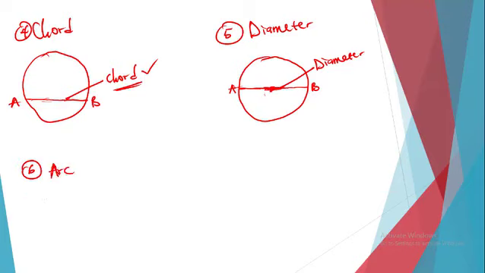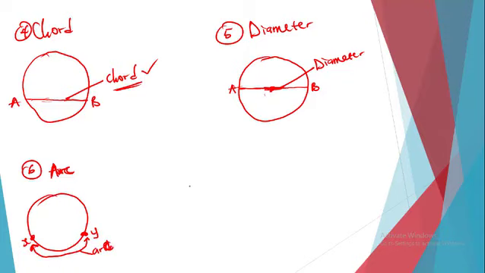Arc. We have arc, and arc is the part of the circumference between 2 points. Okay, it's a part of the circumference between 2 points. Assuming we have a circle like this, and there's a point, say X, and another point here, let's say Y. From here to here is what we call what? Arc. Do we understand? From this point X to this point Y is what we call what? Arc. Okay, so this is our arc.